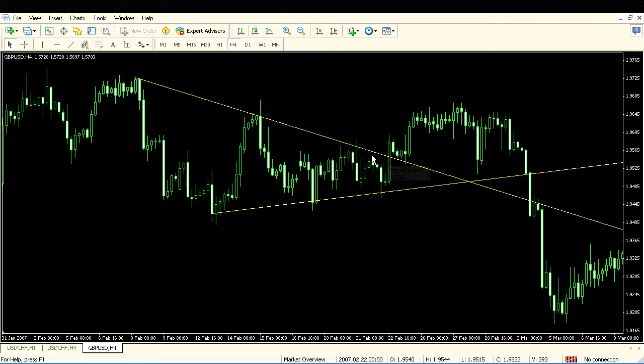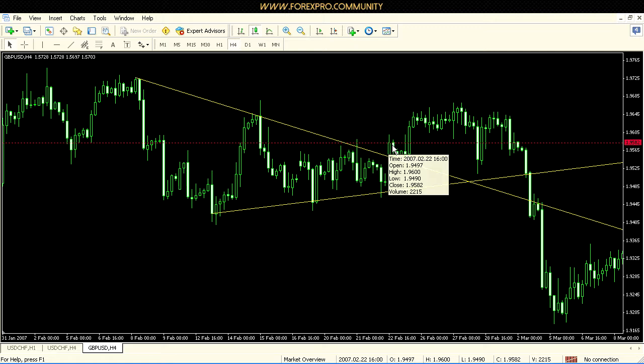In this case, the resistance level was broken. The price was closed at the level 1.9582. That very moment, we can open a buy position. So, we open it to continue the movement. Please note this small retreat to the broken level. And the movement is resumed only after that.